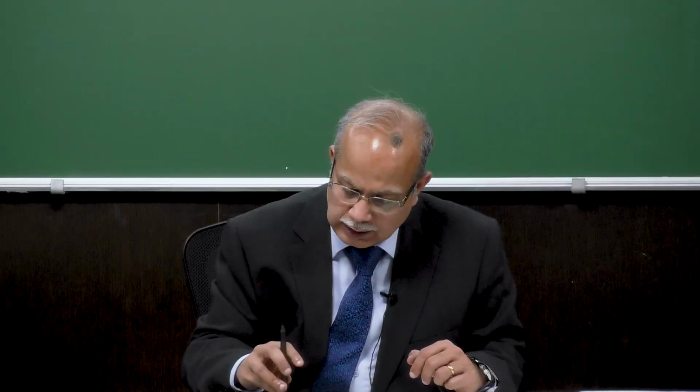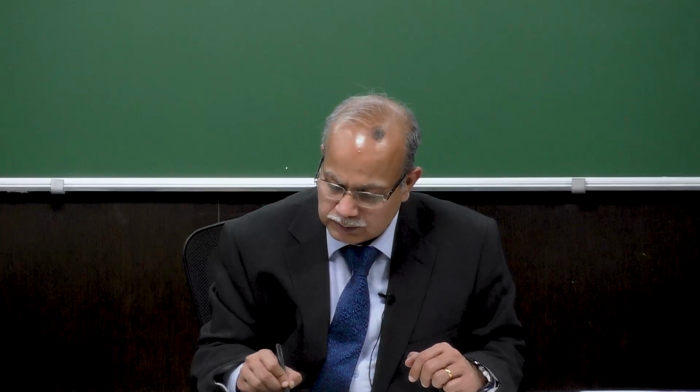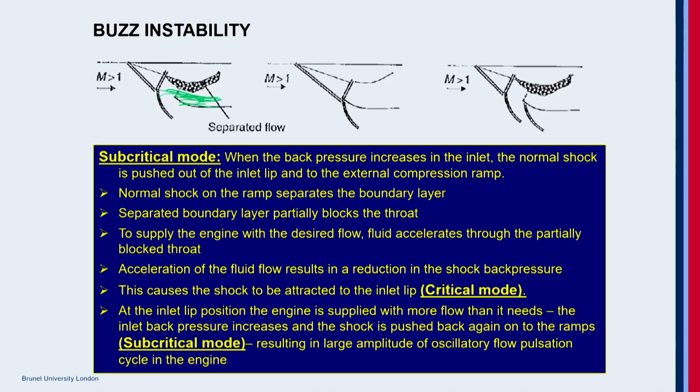Then the actual area through which the flow is decreasing, the strong flow is drawn in, that causes the shock to be drawn to the critical mode of operation. Then it is in the critical mode of operation. Then the back pressure increases, the shock is thrown out. Then you have the same phenomena happening. So this moving from subcritical to critical and critical to subcritical, this is what is called buzz instability.